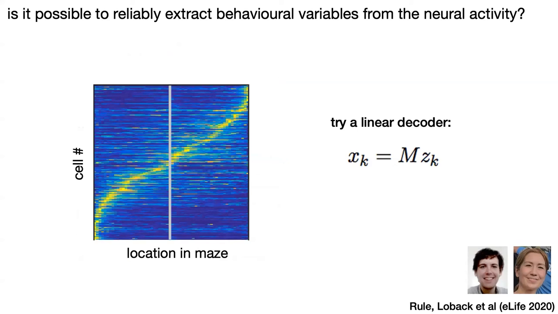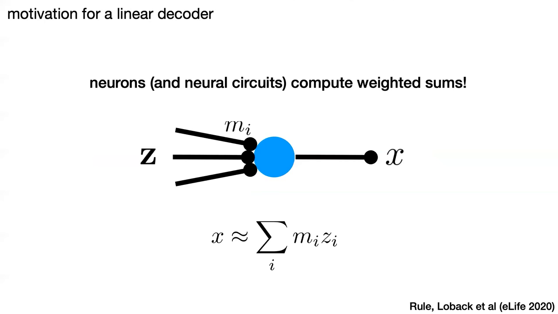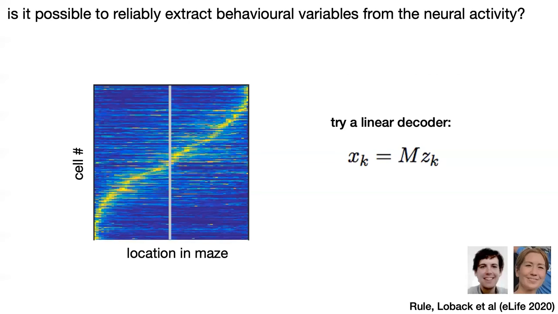And if you look at the structure of this activity, a bit of intuition should say why. The neurons behave almost like little basis functions that encode what the animal is doing at any point in time. So a linear weighted sum of these basis functions can give you a decent estimate of what's going on. Another motivation for a linear decoder is that that's kind of what neurons and circuits do. So you could imagine a neuron that's connected to the cells in this population, taking weighted sums of what's going on, and then it's able to reconstruct some estimate and use the information that's present in the circuit.